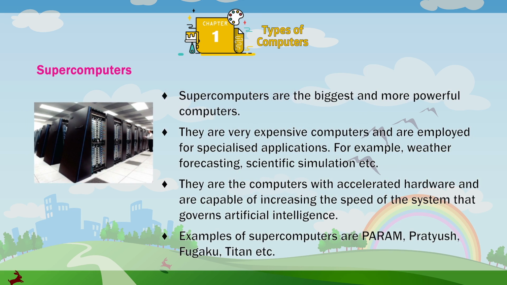Supercomputers. Supercomputers are the fastest and most powerful computers. They are very expensive computers and are employed for specialized applications. For example, weather forecasting, scientific simulation, etc. They are the computers with accelerated hardware and are capable of increasing the speed of the system that governs artificial intelligence. Examples of supercomputers are Param, Pratyush, Fugaku, Titan, etc.